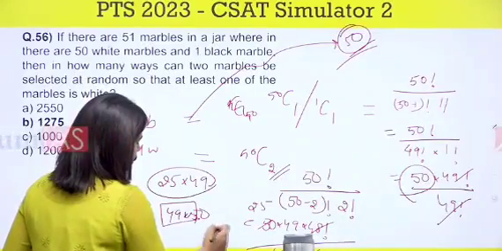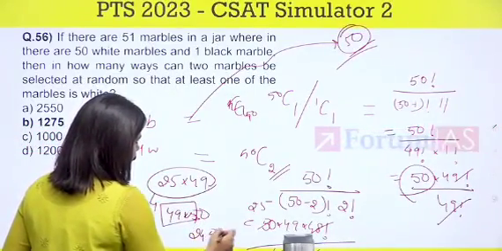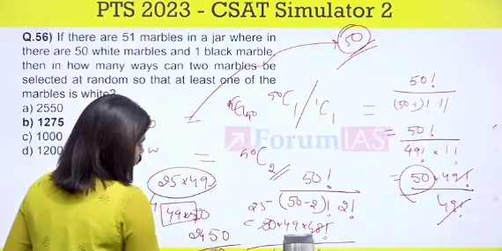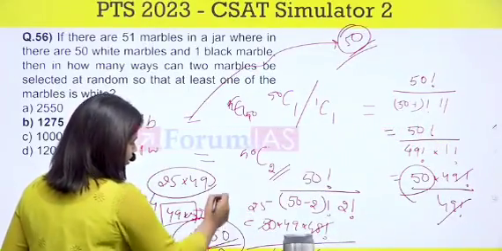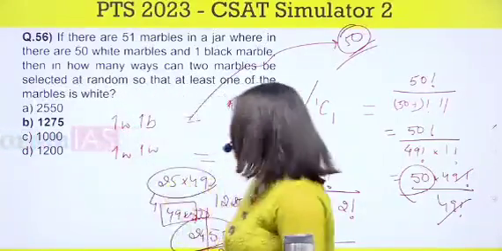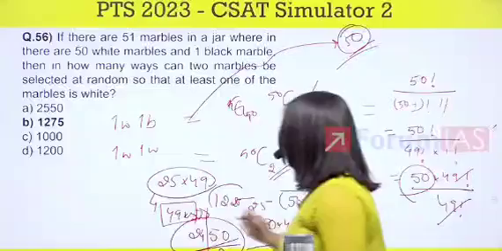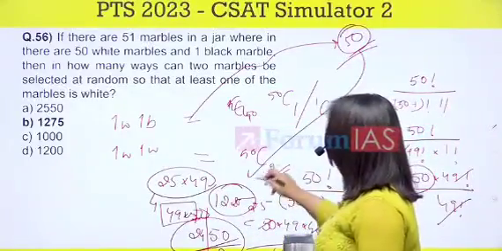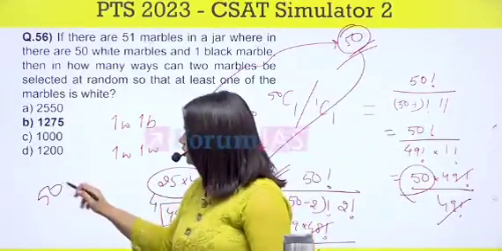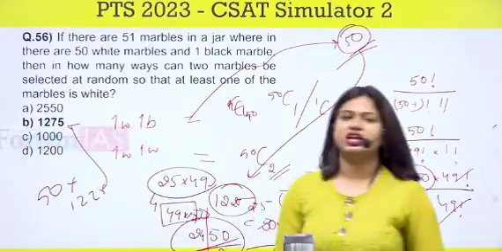5 9s are 45, 5 4s are 20, 2450. I have to divide it by 2. I can divide it by 2 directly. 24's half is 12, 50's half is 25. My answer is 1225. Here I have to add this 50. So 50 plus 1225 is 1275, and I have my answer.